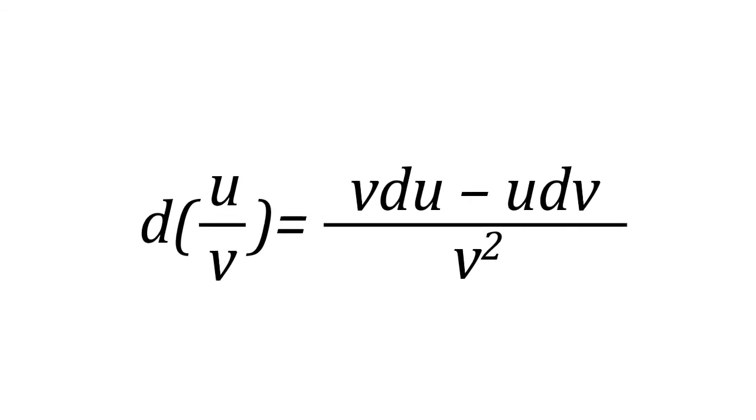Lastly, what is this basic differentiation rule? The derivative of u over v is equal to v du minus u dv all over v squared. Correct. This is called the quotient rule.